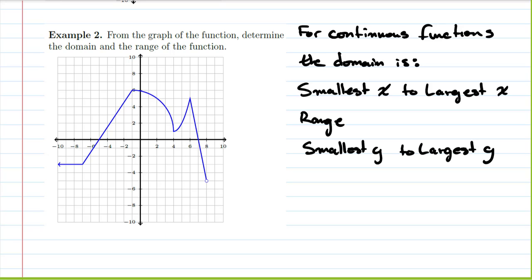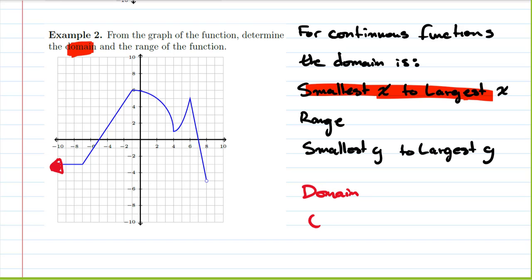So when we look at our picture now, we want to find our domain. So our domain is going to be the smallest x to the largest x. So our graph's got the arrow that it goes on forever and ever in this direction, right? So that would make our smallest x -infinity.